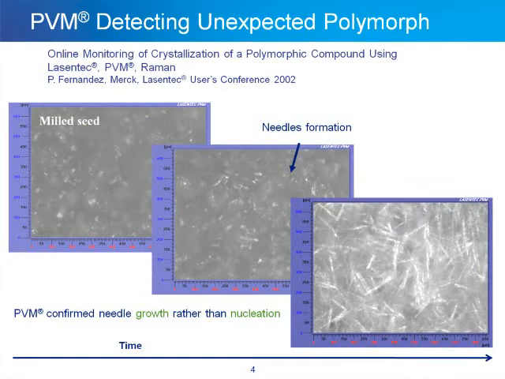In this example, we look at Merck Pharmaceuticals, looking at the use of online monitoring of crystallization of a polymorphic compound using Lasentec, PVM, and Raman. We see a milled seed in the first example, and then crystal formation and crystal growth. So PVM confirmed that there's a growth rather than nucleation, and we see the growth of needles.